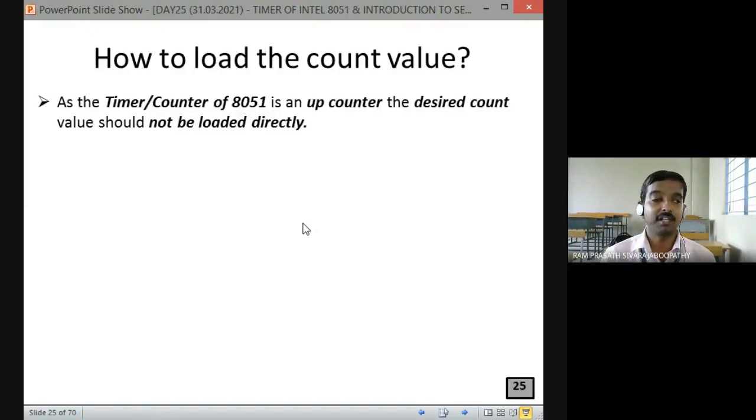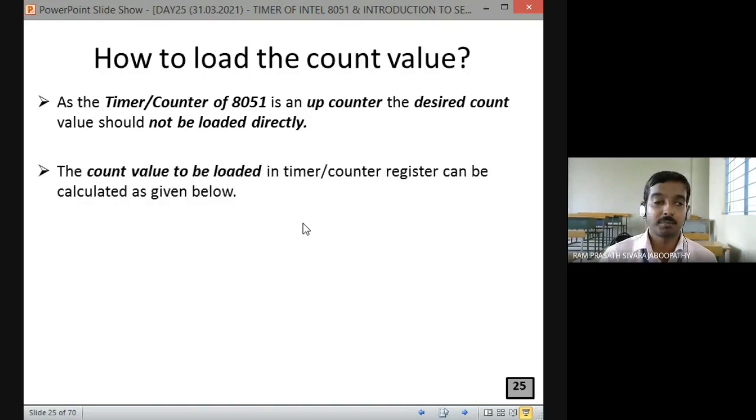As the timer/counter of 8051 is an up counter, the desired count value should not be loaded directly. I was talking about this at the end of the last class. If I want to count 5 and I load 5, on the first pulse it becomes 6, then 7, 8, 9, 10. Will overflow occur? Definitely not. Whenever I ask the timer/counter to count, after the count gets over it should interrupt the microcontroller. So we cannot load the count directly, as it is an up counter.